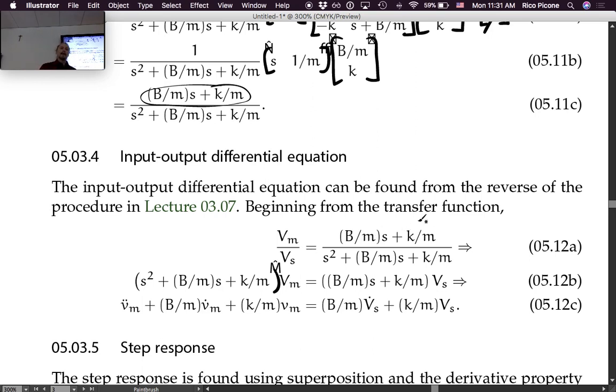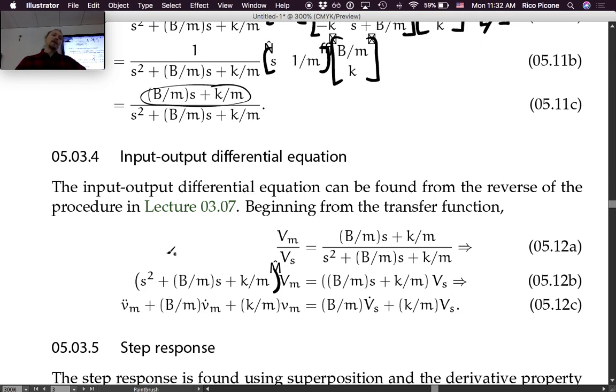We can, as we like to say, cross-multiply, right? Multiply both sides by Vs, multiply both sides by this s squared plus b over m s plus k over m. And then we have this expression. Now it's starting to shape up, starting to look a little bit like the differential equation. And we can distribute the Vm to each term and distribute the Vs.